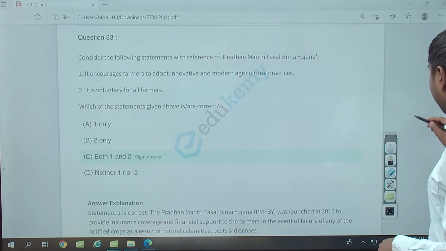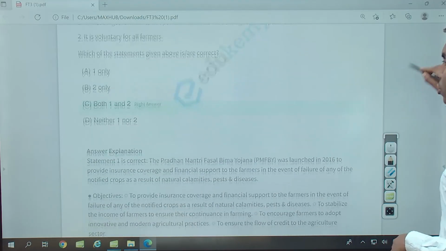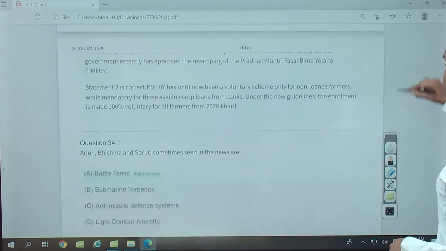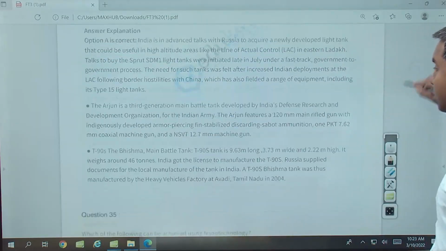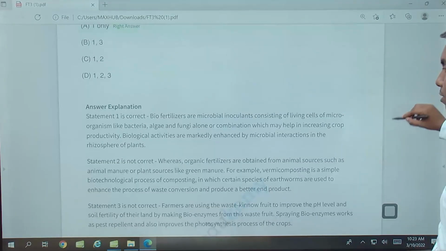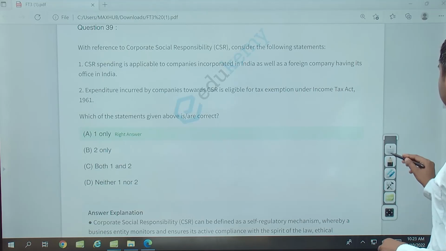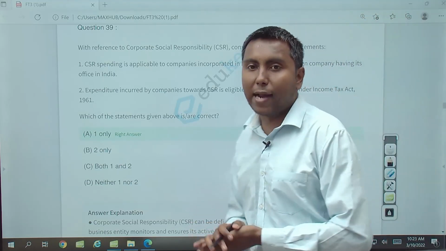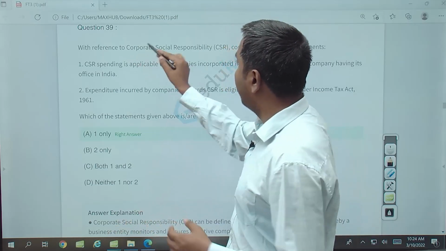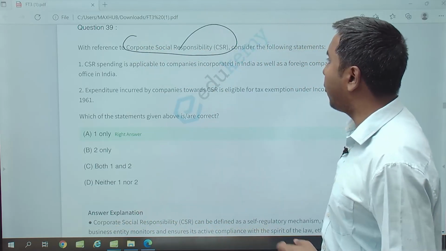Okay, so again you can see that economy questions are inspired by current affairs most of the time. Okay, next question we have is question number 39. This question again requires you to know the fact about CSR.